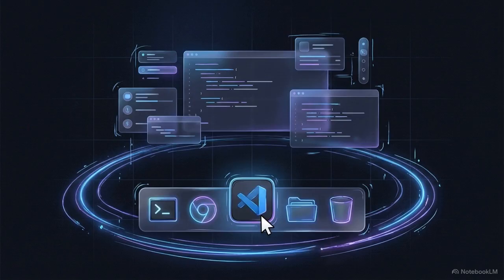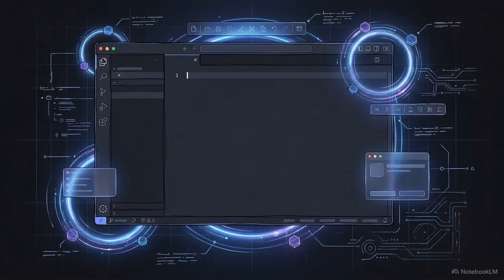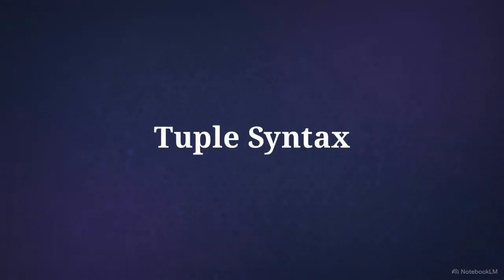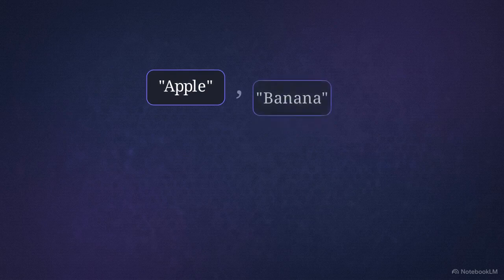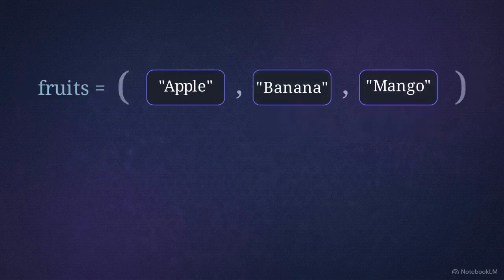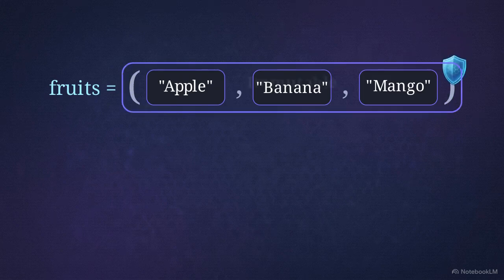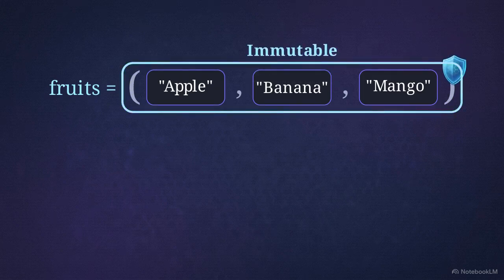Step 1 is setting up our workspace. Open your code editor and create a blank Python file so we can build our first data container. This diagram shows exactly how tuple syntax works. We place our items, apple, banana, and mango, inside standard parentheses. The moment we close those parentheses, Python locks the container. This is called immutability, meaning the data sequence is now permanently fixed.